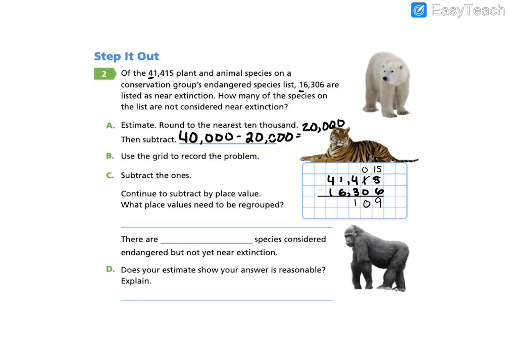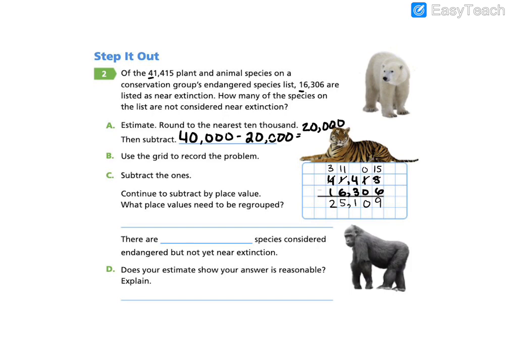Now we have 1,000 minus 6,000s. We need to regroup. We're going to regroup one of these 10,000s. So we have 3 10,000s remaining. That one 10,000 is equal to 10 thousands. So now we have 11,000s that we're subtracting. 11,000s minus 6,000s is equal to 5,000s. 3 10,000s minus 1 10,000 is equal to 2 10,000s.